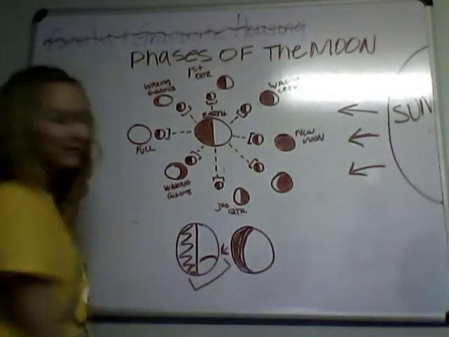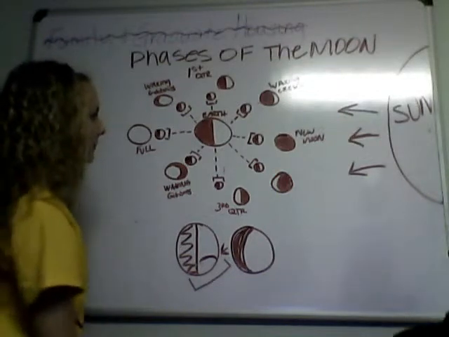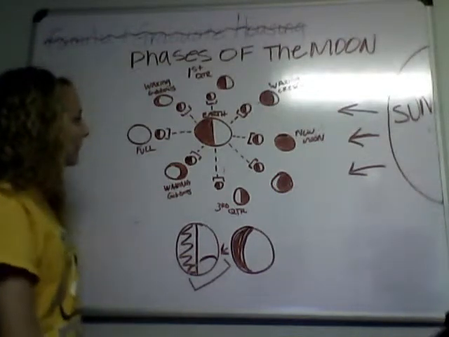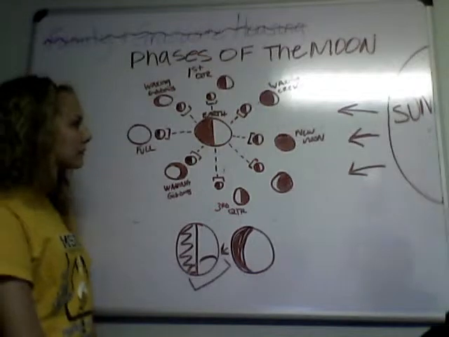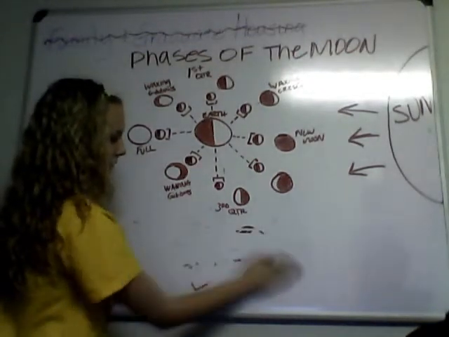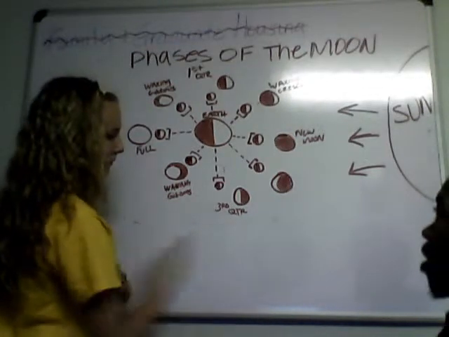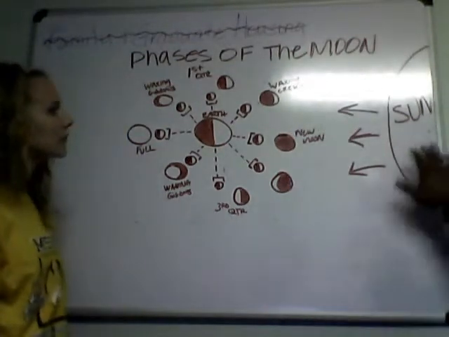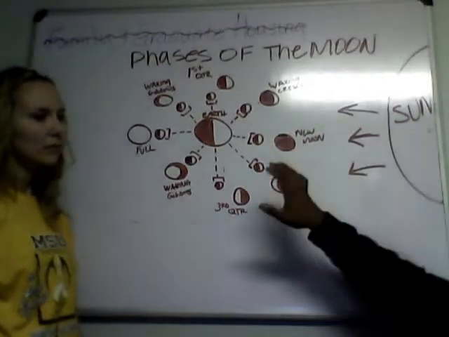Okay, next we have a full moon. And a full moon is what we would see as a totally lit moon. And that is because we're seeing the sun's rays directly on the moon.